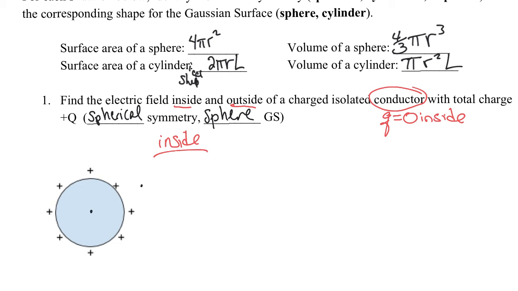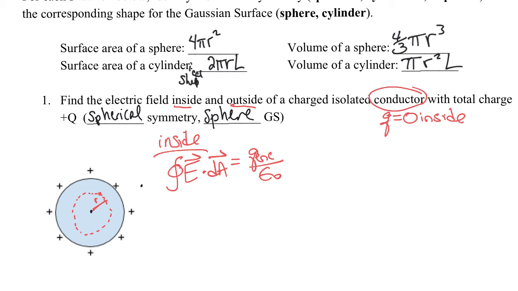So if we want to know somewhere inside, we pick our Gaussian surface. It has a radius r. Okay, so this is our cutout, right? Our two-dimensional cross-section of our sphere. Okay, so we start with this.